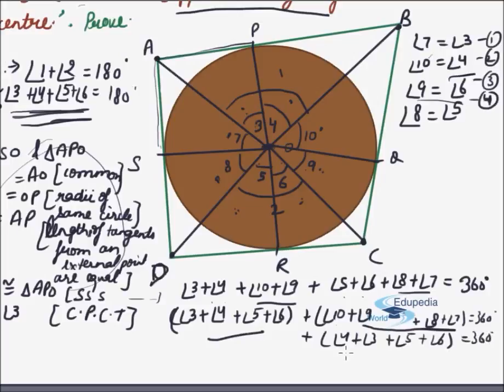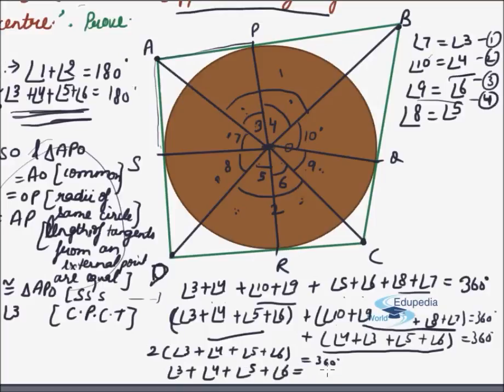Thus we have both these quantities in between the brackets the same, or we can say that twice this quantity is equal to 360 degrees. In other words, angle 3 plus angle 4 plus angle 5 plus angle 6 is equal to 360 degrees divided by 2, that is 180 degrees. Or we can say that angle 1 plus angle 2 is 180 degrees, because 3 plus 4 was angle 1 and 5 plus 6 was angle 2.